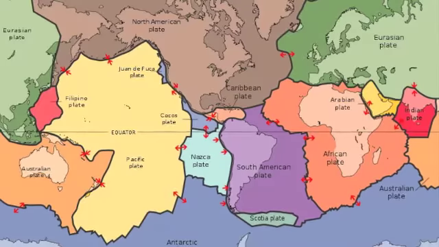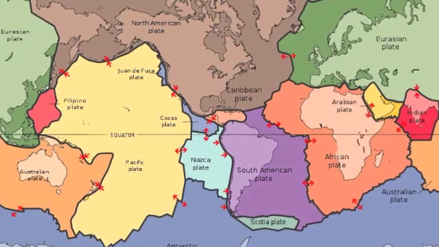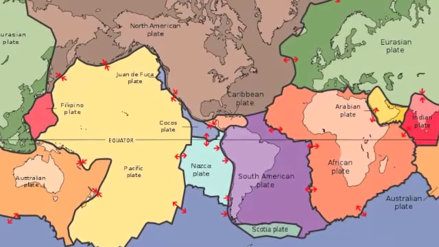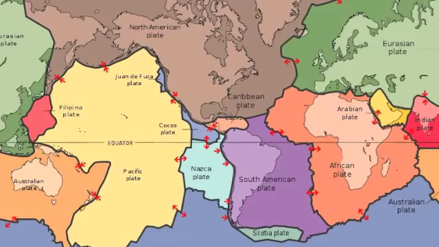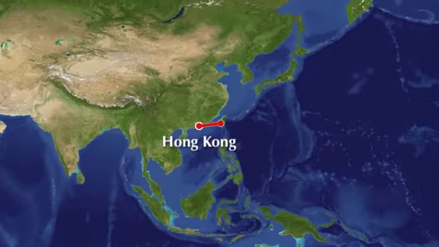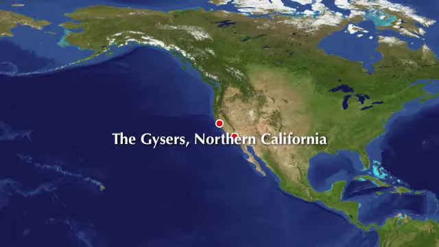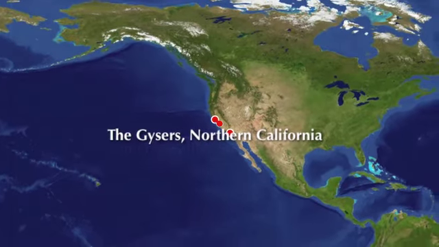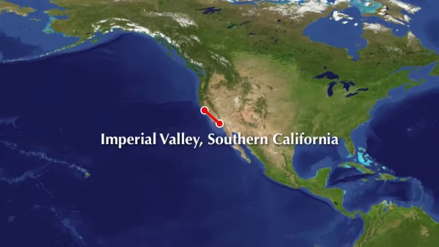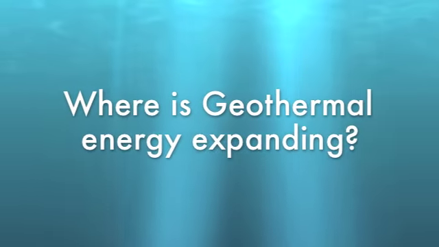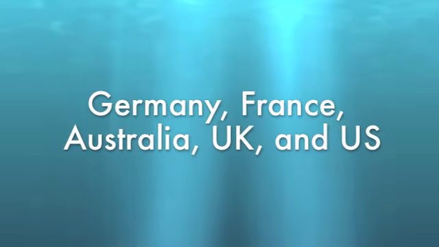Geothermal energy can be found in areas near tectonic plate boundaries, and so geothermal electric plants are built in those specific areas because of the high temperature geothermal resources. The largest current group of geothermal power plants, called the geysers, are located in Northern California. Other geothermal systems are located in the Imperial Valley in Southern California and the Yellowstone region in Idaho, Montana, and Wyoming. The use of geothermal energy is expanding, and more demonstration projects are located in Germany, France, Australia, the UK, and the US.